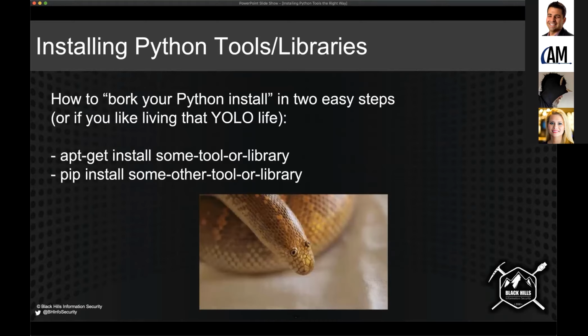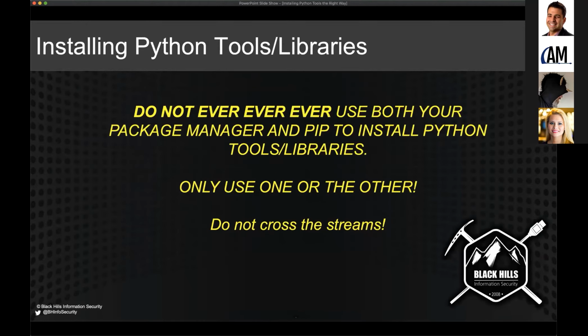Incredibly enough, the reason why this is happening is because there is a super easy way of borking up your Python install, quote unquote. You could just apt-get install some tool or library, and then you just pip install some tool and library. And you're almost guaranteed to break something this way. So the real rule of thumb is, do not ever, ever, ever use both your package manager and pip to install Python tools and libraries. You either use one or the other. Do not ever cross the streams.